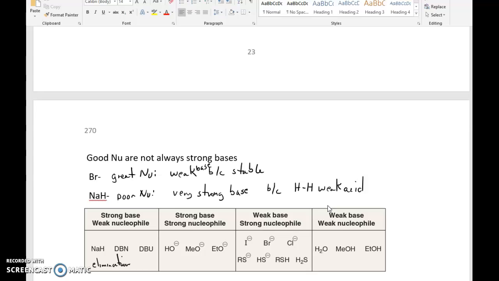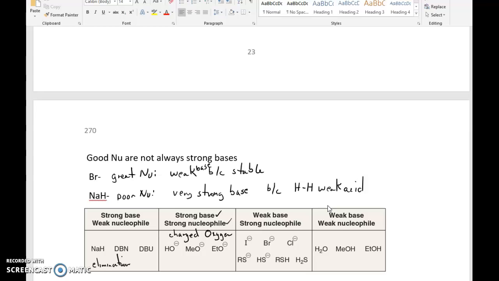Then we have all of these compounds that have a charged oxygen. And we find that they can either function as a base or a nucleophile. They are not large enough to be stable. That makes them a good base. They have that charge, and that makes them a good nucleophile.